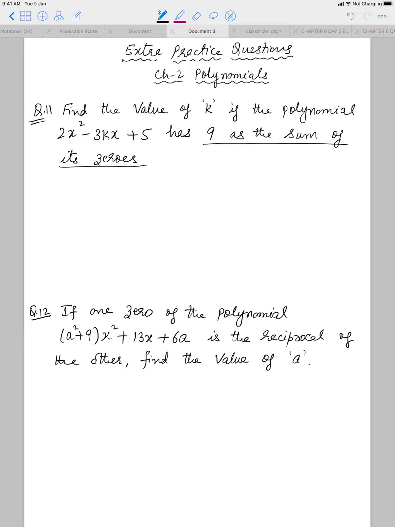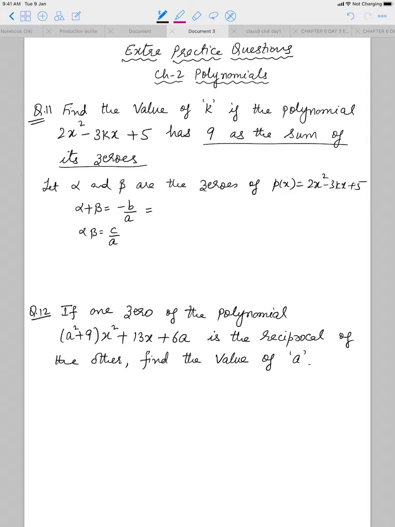So what we can do in the beginning here is, we can assume the zeros as alpha and beta. Let alpha and beta be the zeros of the polynomial p(x). We can name the polynomial as p(x). So the moment we say alpha and beta are the zeros of this polynomial, we can write two relations, that alpha plus beta is minus b upon a and alpha into beta is c upon a.